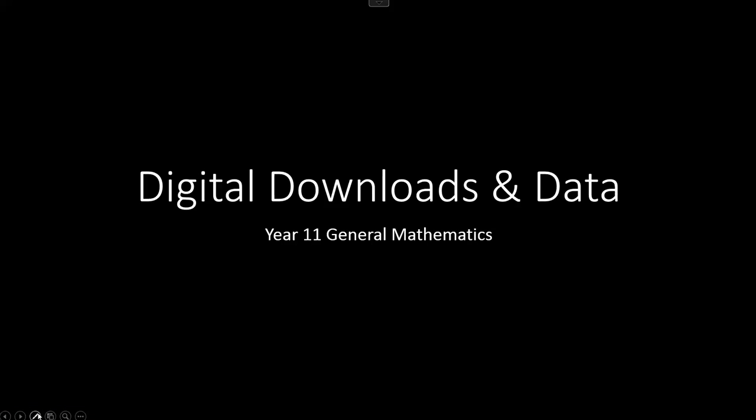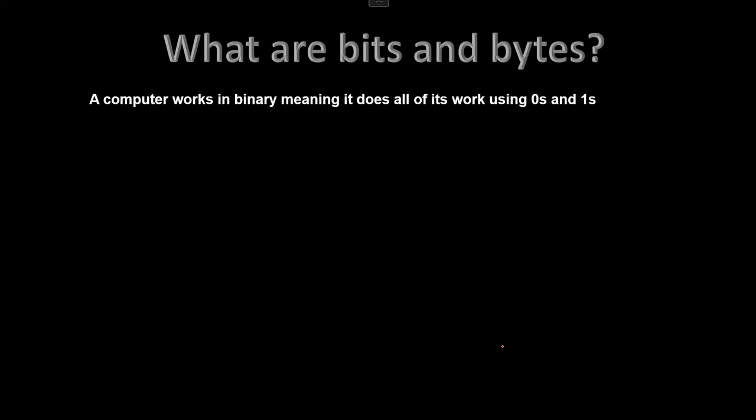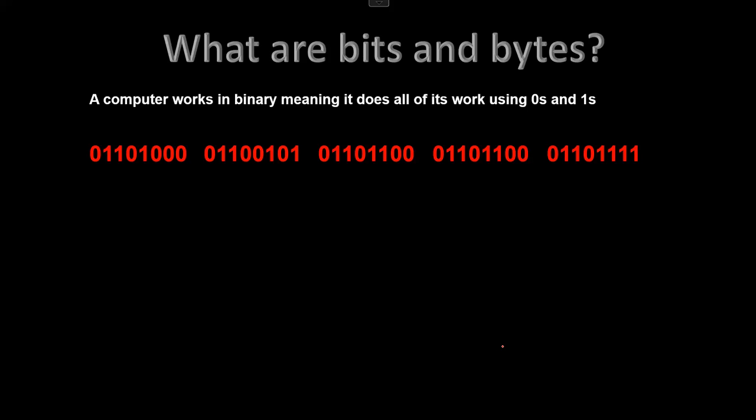So in this short video we're going to have a look at some revision on digital downloads data for Year 11 General Mathematics. First of all, we're going to have a look at what bits and bytes actually are. Well, computers work in binary, and that means that they do all of their work using zeros and ones. Here's an example of how a computer would store the word hello.